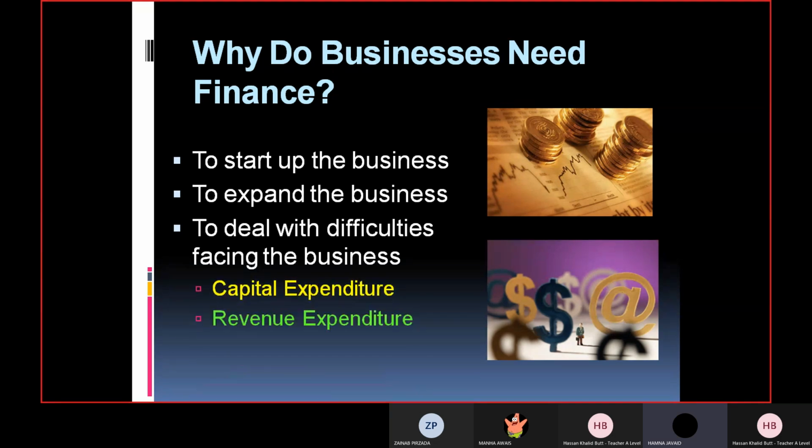All right. Now you will tell me that there are two types of expenditure. One is called capital expenditure, and the other is called revenue expenditure. Anybody who can tell me what is the difference?